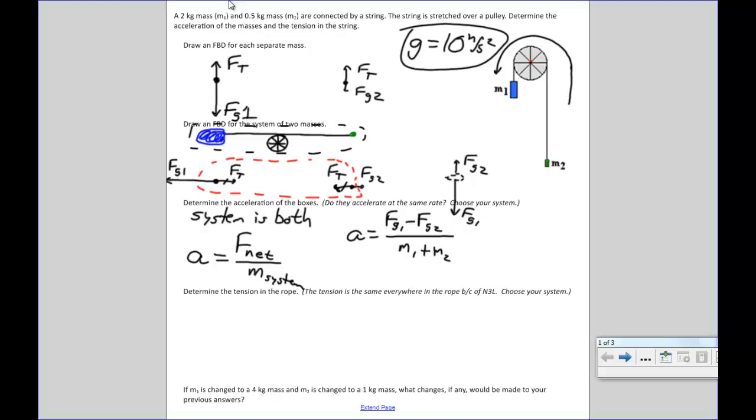The answer that I got when I did this earlier was 6 meters per second squared, I believe. I got 6. Okay, so 6 meters per second squared is our acceleration.